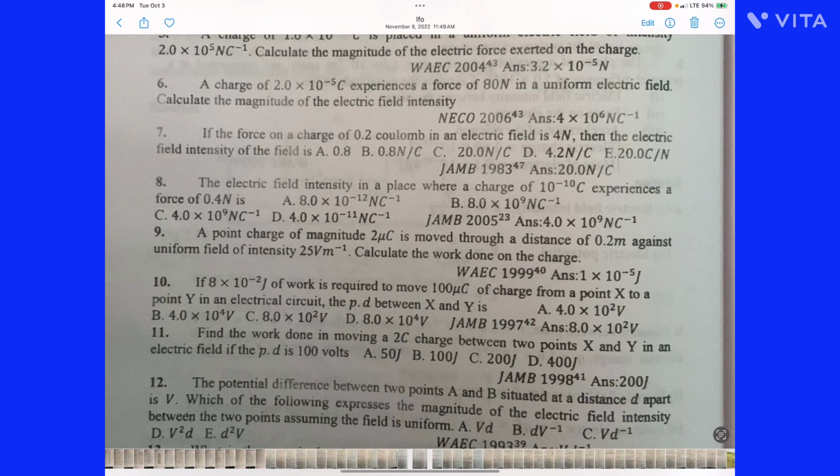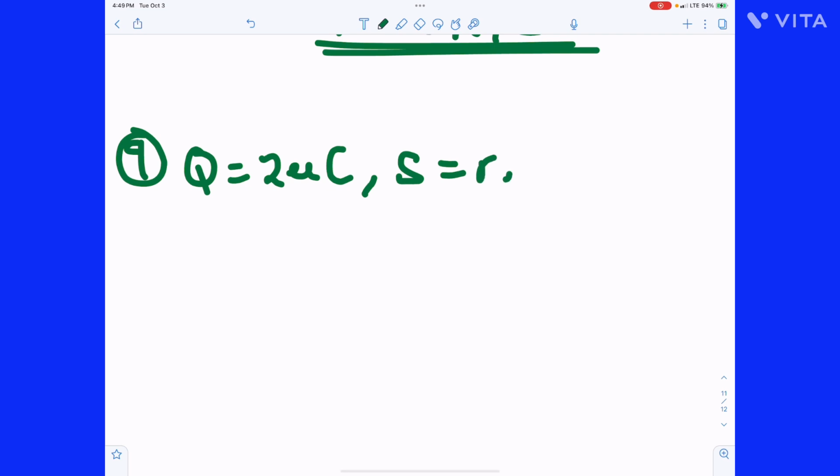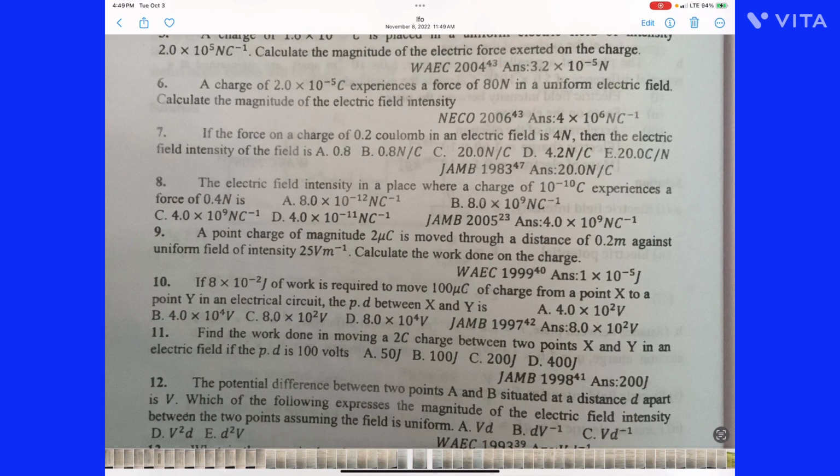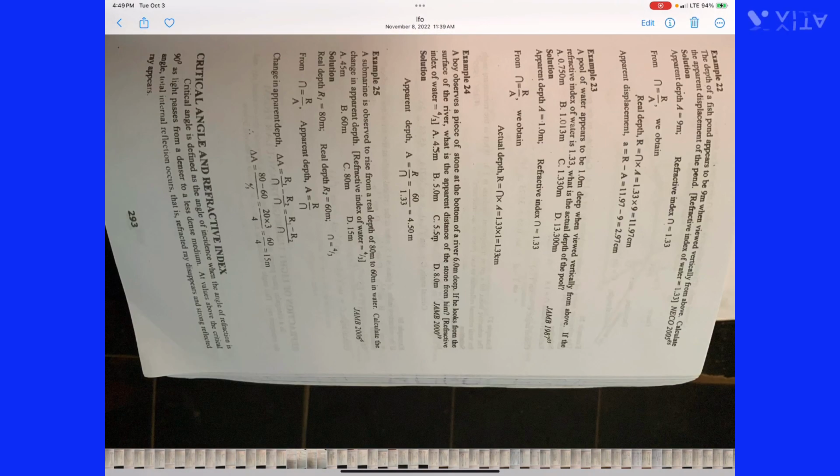Let's go. Question 9 says a point charge of magnitude 2 microcoulomb is moved through a distance of 0.2 meters against a uniform field of 25 volts. Okay, point charge Q is 2 microcoulomb, moves through a distance. What distance? X, or we can use S, R, or D, through a distance of 0.2 meters.